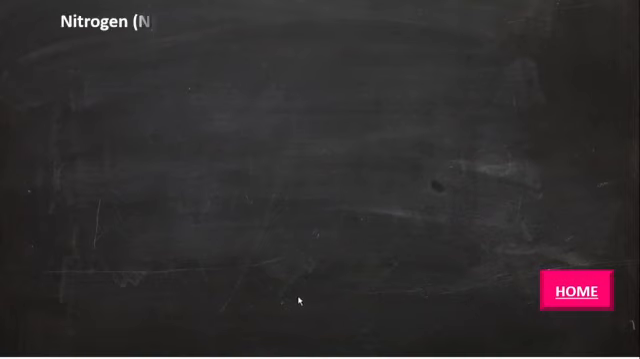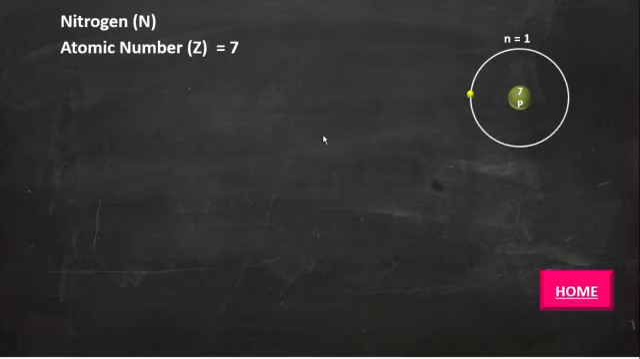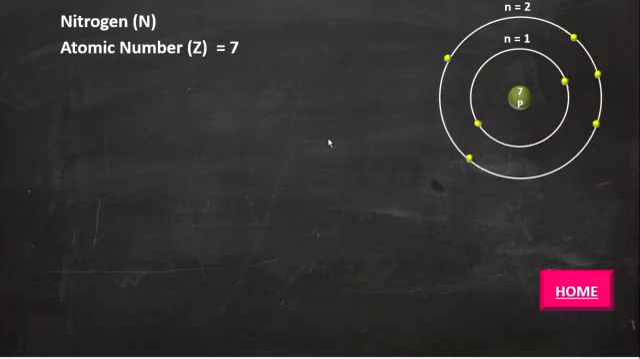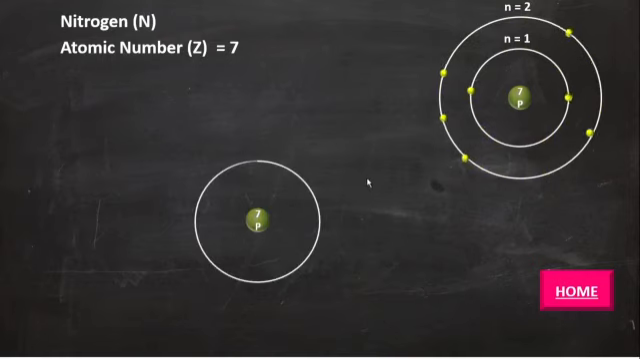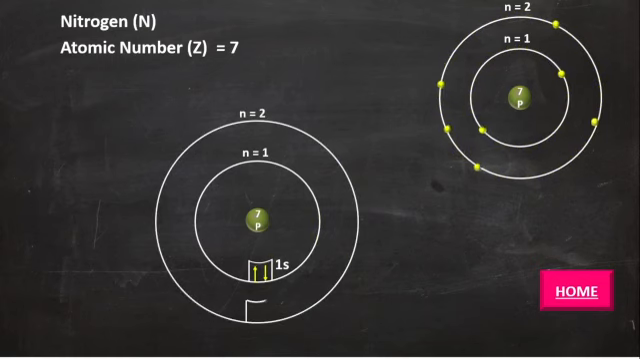Okay, now nitrogen N, atomic number Z equal to 7. 7 protons are there, 7 electrons. See here, 1s, okay. Let us draw the second orbit, n equal to 2, in which there are two orbitals, 2s and 2p. So fourth electron, next fifth electron will pair up with the electron in 2s orbital.